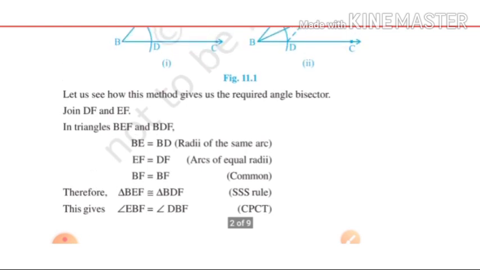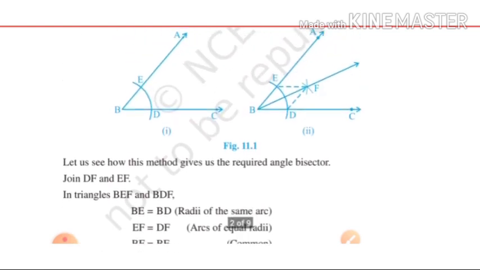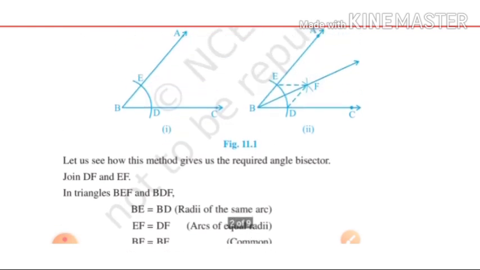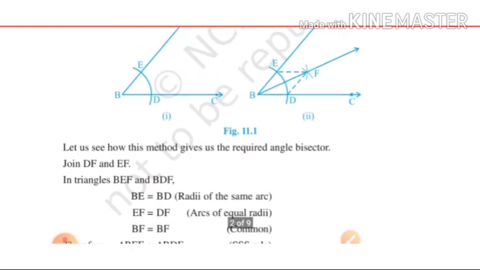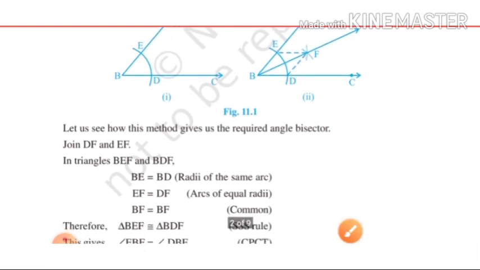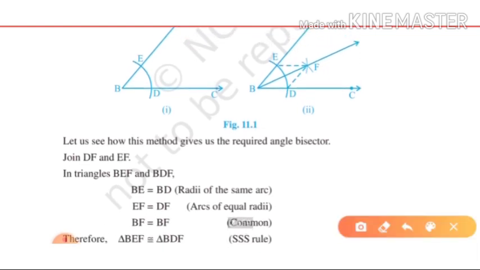The proof is done here. How are they equal? By SSS they are equal. EF and FD are joined, and you can see this BE and BD. We have taken the same radius, so they are equal.